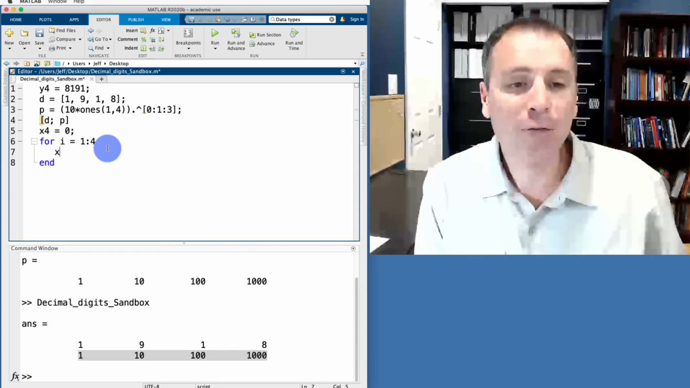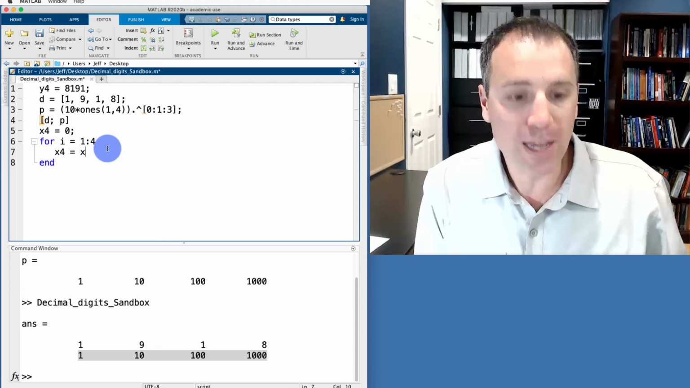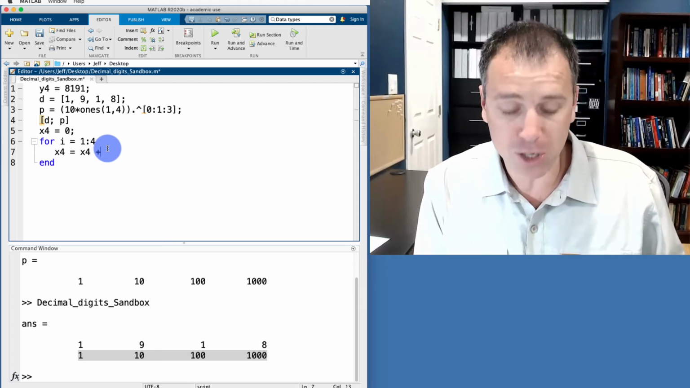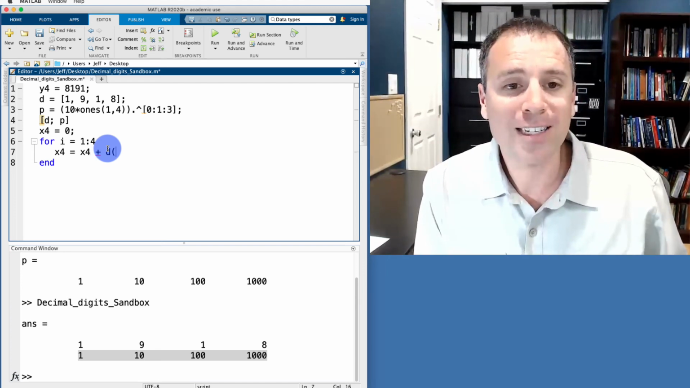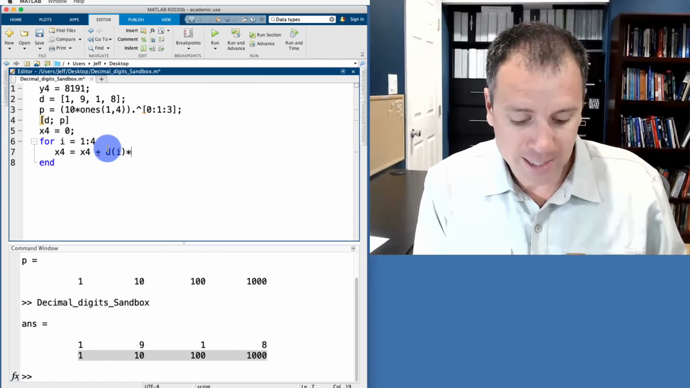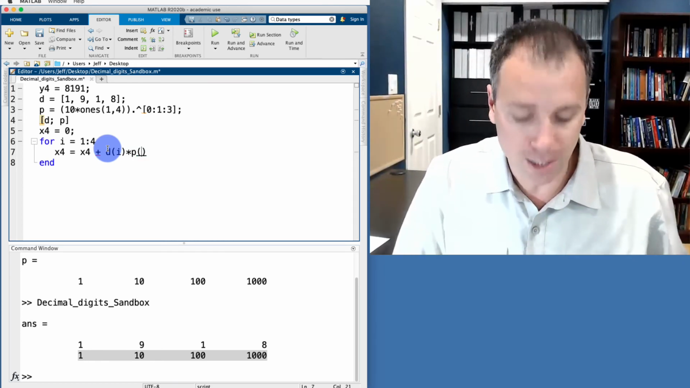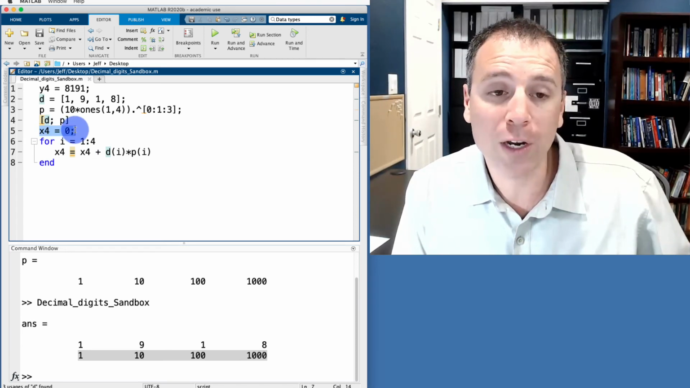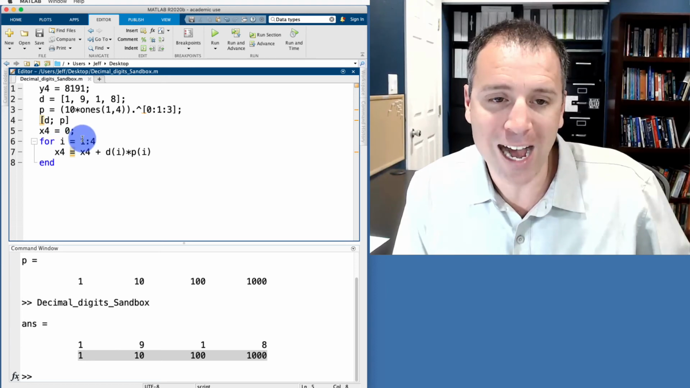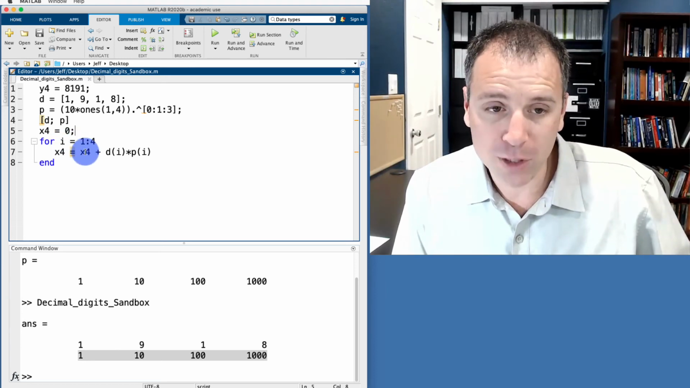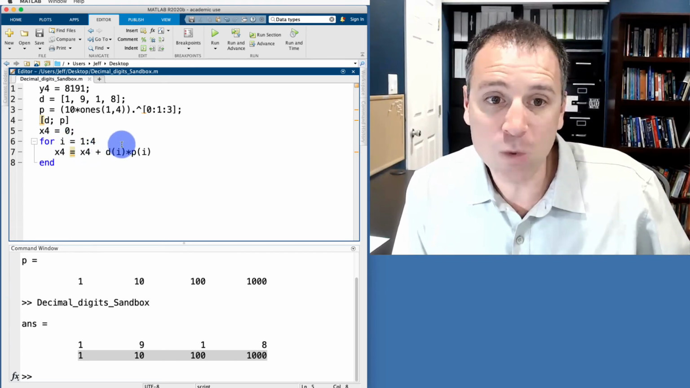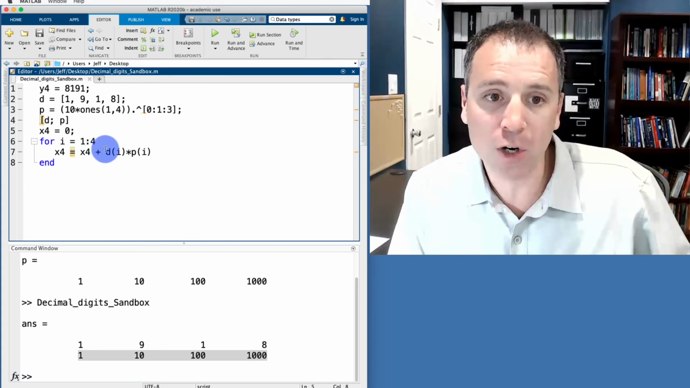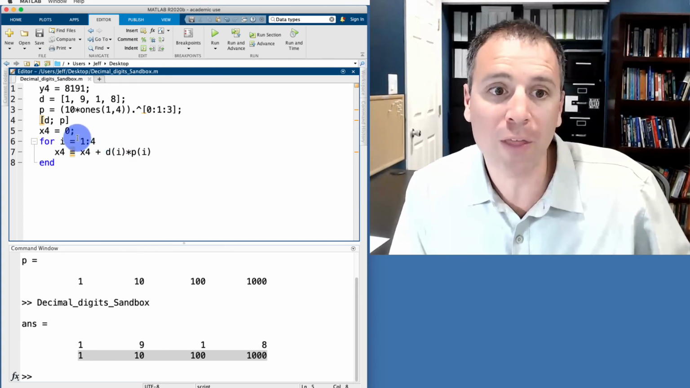And then each value of x4 is going to be updated by the previous value of x4 plus d sub i times the corresponding p sub i. In this for loop, we've started with the value x4 equals 0. So in the first iteration, when i is 1, the value of x4 is going to be 0. Then we're going to take d1 times p1, which is 1. So 0 plus 1 is 1. We'll store that in x4.